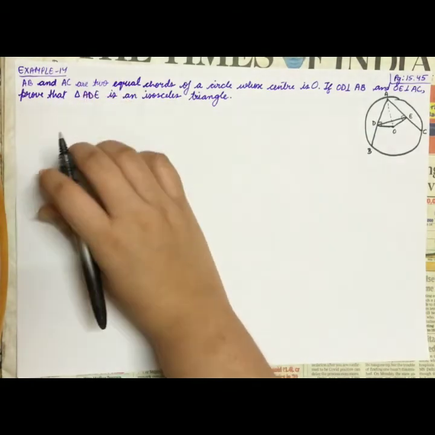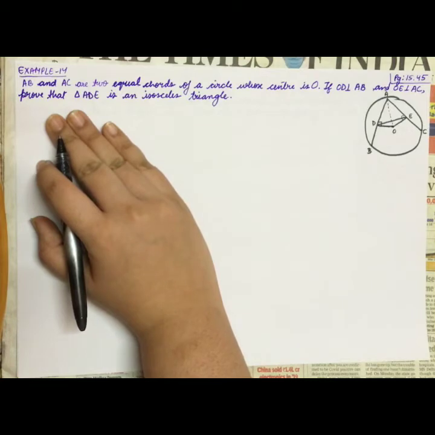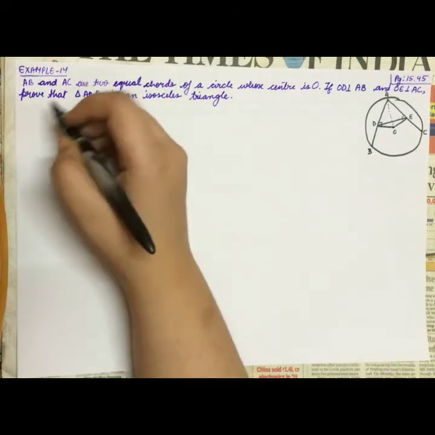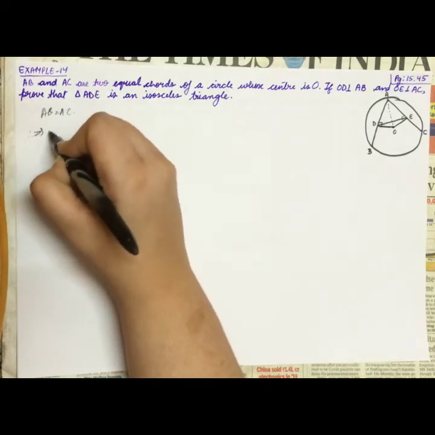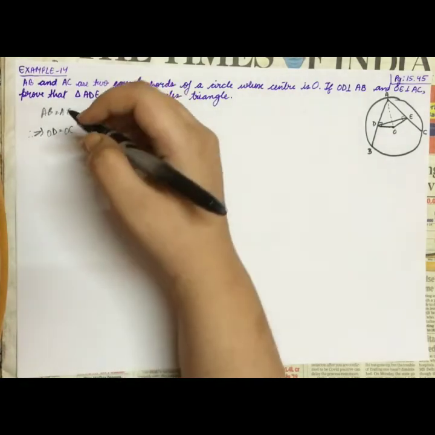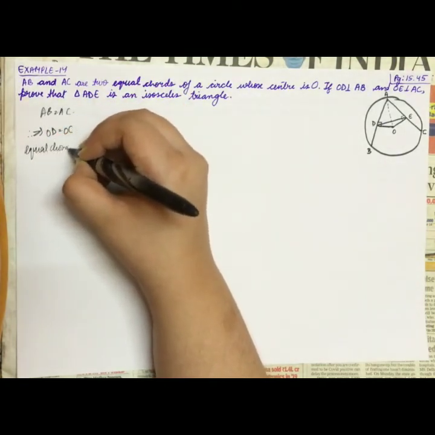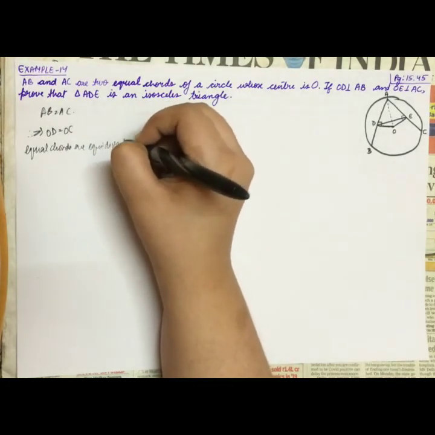Example number 14. AB and AC are two equal chords of a circle whose center is O. If OD is perpendicular to AB and OE is perpendicular to AC, prove that triangle ADE is an isosceles triangle. So it is given that AB is equal to AC. Therefore, we can say that OD is equal to OE, and the reason is, since equal chords are equidistant from the center.